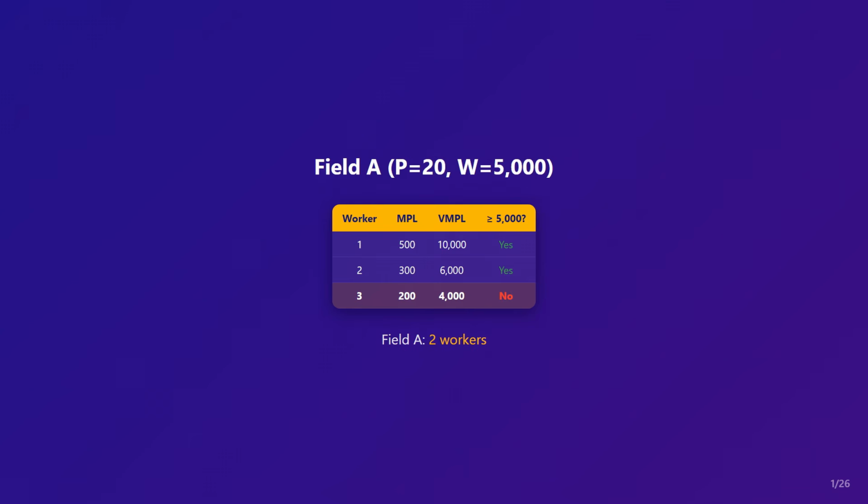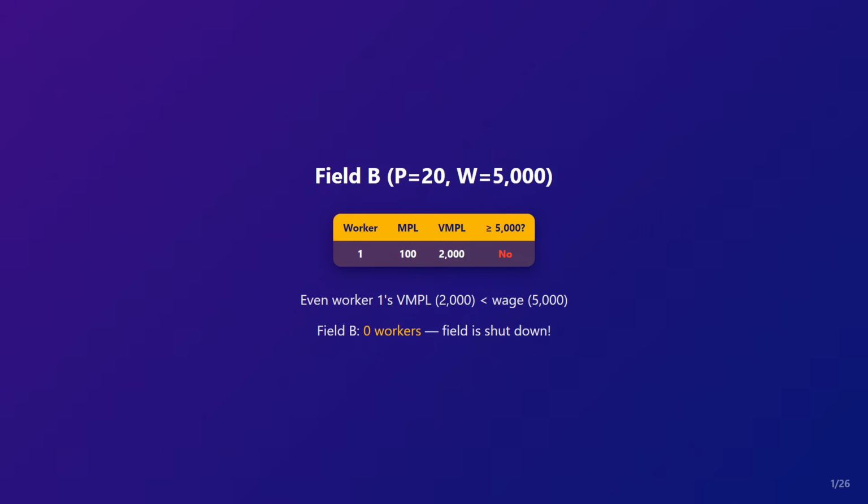Calculating profit in the new situation, 2 workers in Field A produce total output of 800 kilograms. Revenue, 800 times 20 equals 16,000 shekels. Wage expenses, 2 times 5,000 equals 10,000 shekels. Profit, 16,000 minus 10,000 equals 6,000 shekels.